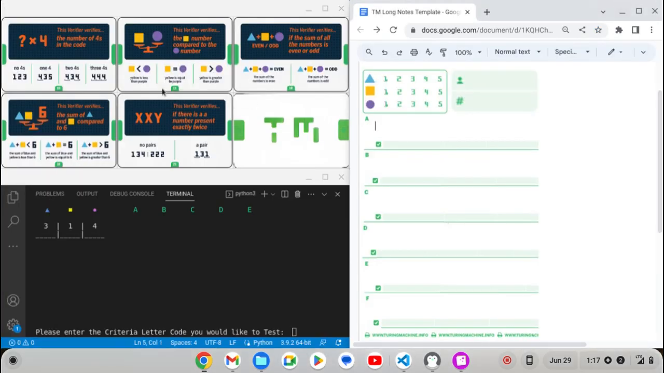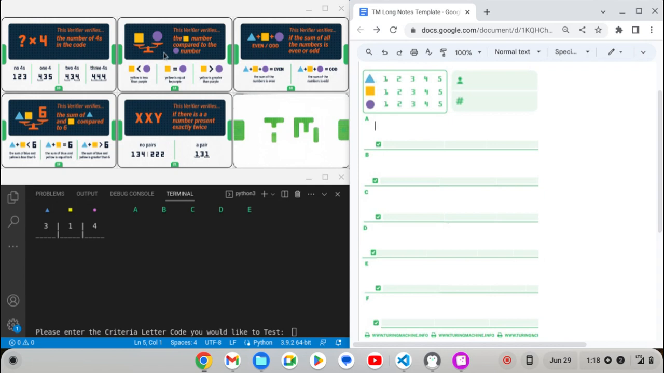So on the grid above, we've got our 5 criteria cards. On the top row, we've got criteria card A, criteria card B, and criteria card C. On the bottom row, we've got criteria card D and criteria card E. Criteria card A looks at our 3-digit solution, and the Turing Machine will let us know how many 4s are in our 3-digit solution. Are there no 4s? Is there a single 4? Perhaps 2 4s? Maybe all 3 are 4s.